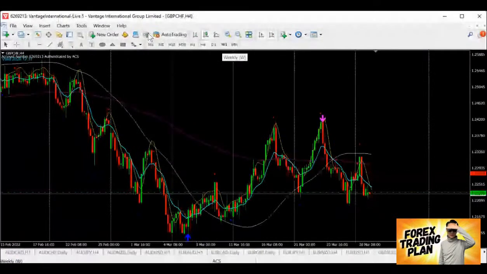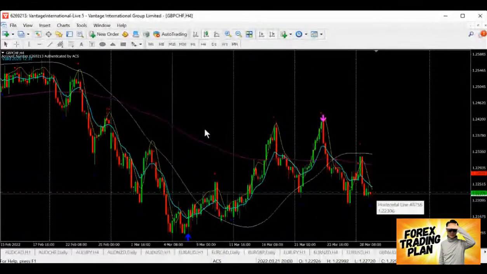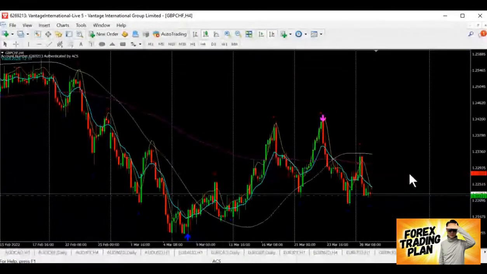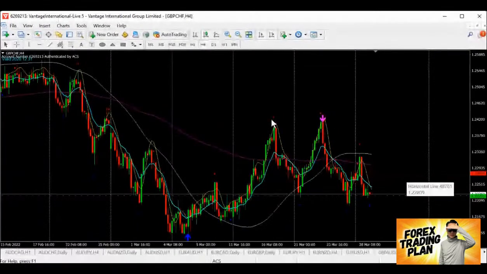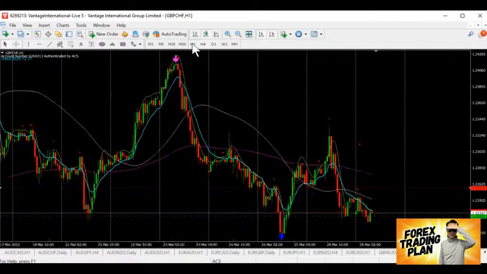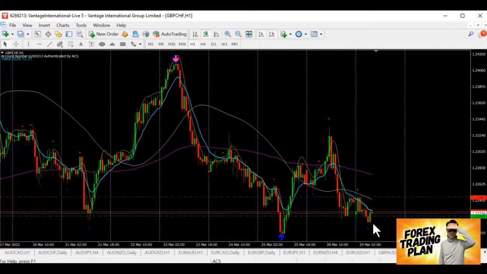Now we are actually on the support tested, and the support is very near. And if we are going to sell pound franc, I would suggest that in this pound franc, very likely I will want to wait for it to break the support. Okay, break the support here. Then with a new resistance below, then I start selling.